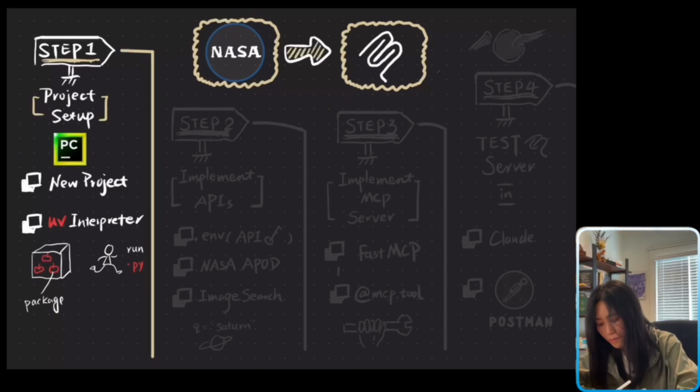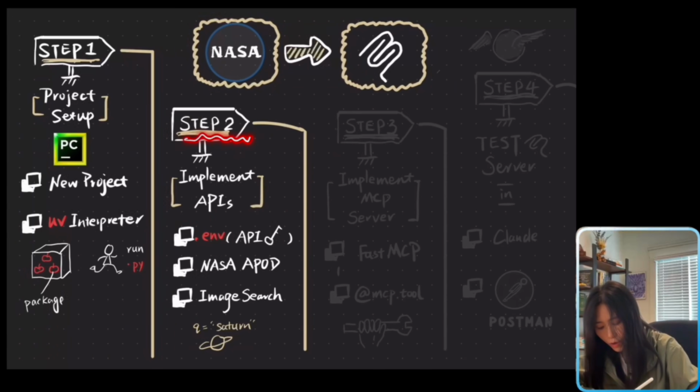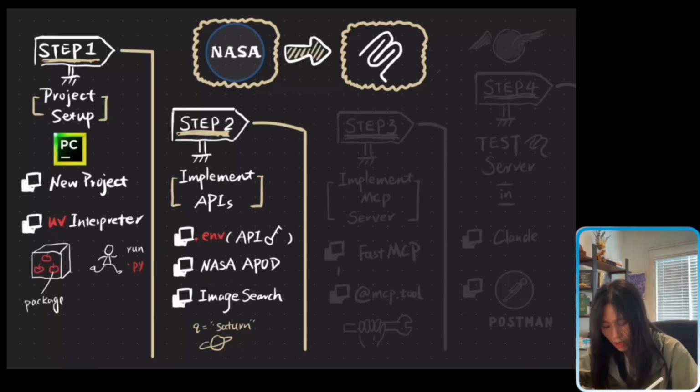In step 1, project setup, I will use PyCharm as my IDE of choice. We're first going to set up a new project, and then we're going to use UV as the project interpreter, the package manager, as well as how you're going to run the MCP Python script in the end. And step 2, we're going to implement the two APIs. In this case, I'm going to implement the NASA astronomy picture of the day, as well as the image search APIs. And then we're also going to set up the API keys and save them in the environment variables.